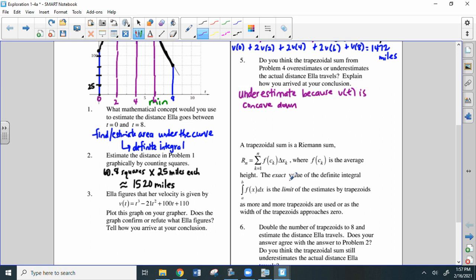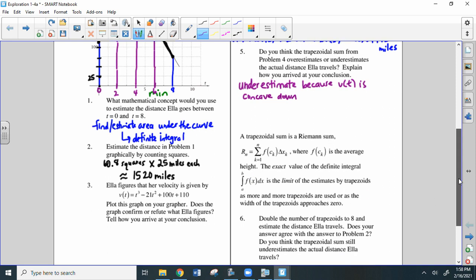And then the exact value, this is where we're pulling it all together, the exact value of the definite integral would literally just be the limit of the estimate by trapezoids. Meaning the more trapezoids we use, the closer and closer we get to the exact value. If we take the limit as the number of trapezoids goes to infinity, or the width goes to 0, depending on which way you want to think of it, the width of the trapezoid is so infinitely thin you can't actually measure it. That's when you get a definite integral.